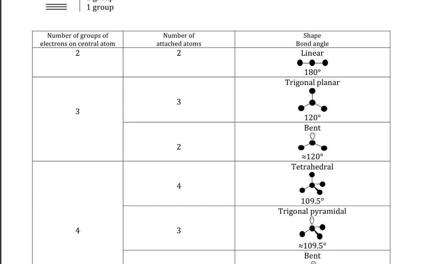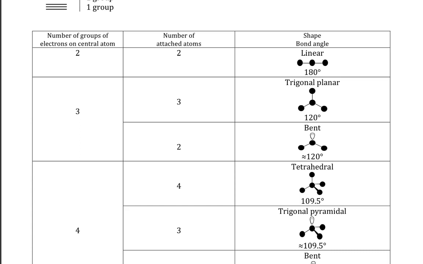If we have 3 groups of electrons on the central atom, then we have 2 possibilities. One is, to that central atom we have 3 attached atoms. If so, we have trigonal planar, and it looks like that picture. It's flat, it's a plane, it's a triangle, trigonal planar. The bond angles, all 3 of them, are 120 degrees.